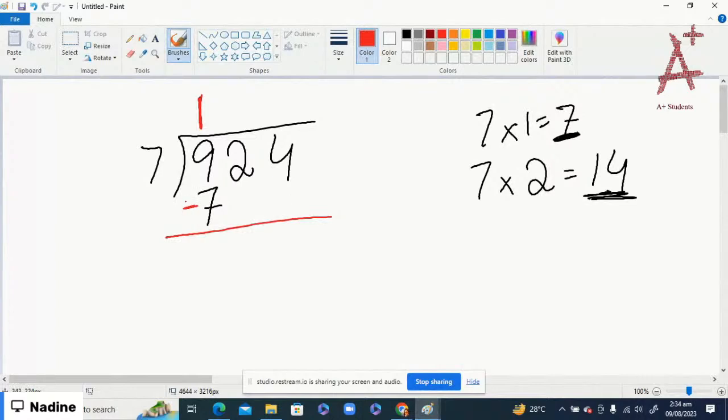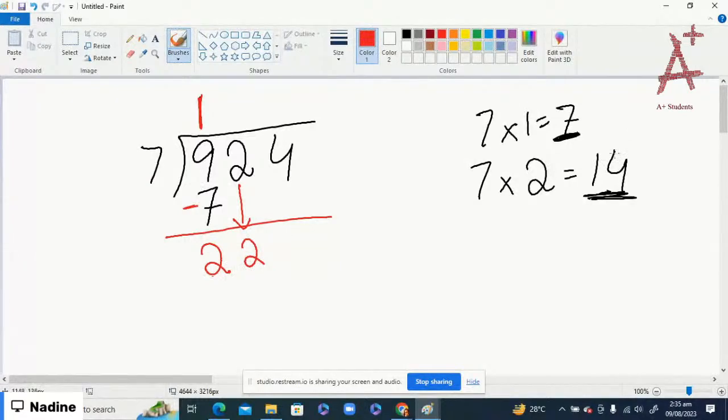Now subtract it. So when we subtract, what's the answer? 9 minus 7. When you subtract 7 from 9, you get 2 here. Now look, here is 7 and here is 2. This 2 is small. That's why we are putting down this 2 as well. Here it becomes 22.